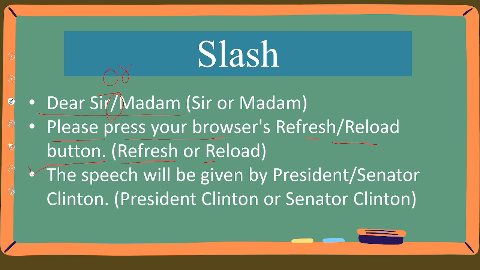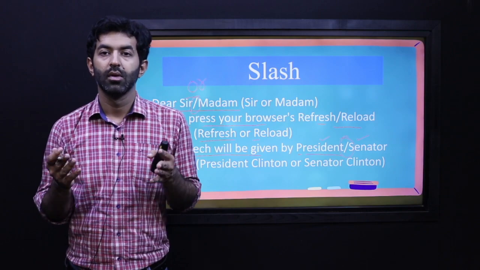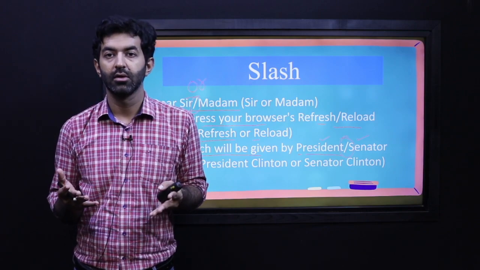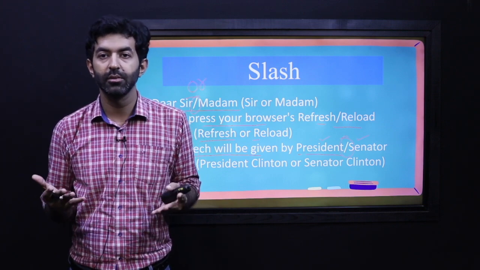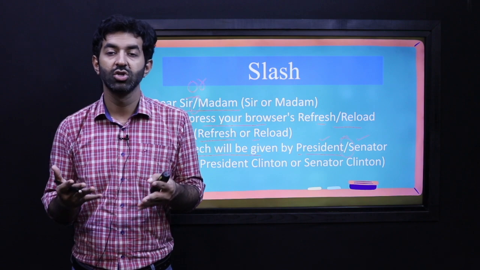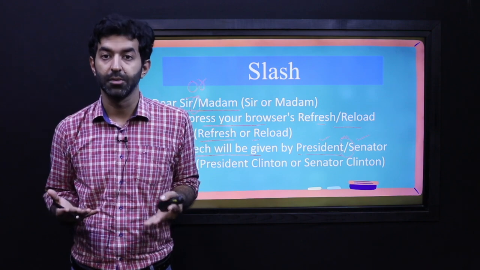Next one is the speech will be given by President/Senator Clinton. Now, here we have two options. President and senator, he can be both at a time or either one of them, so we can use the slash to show each of the possibilities.